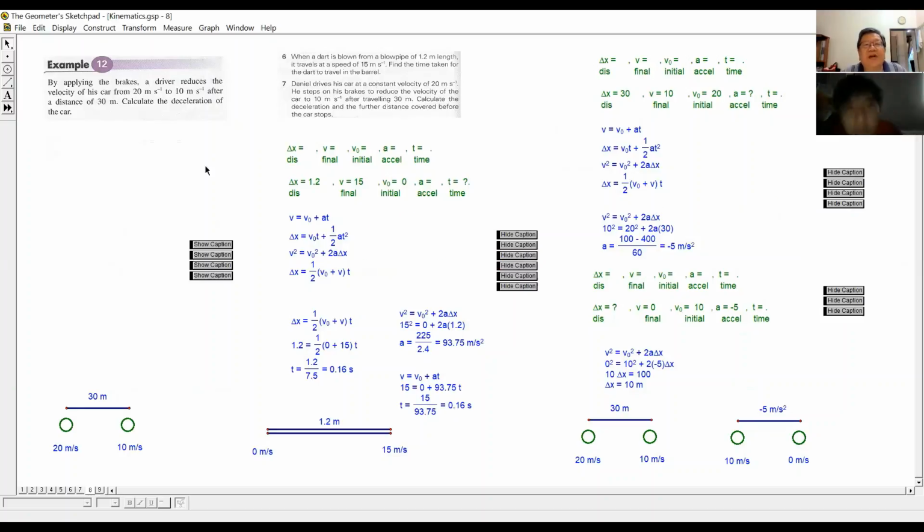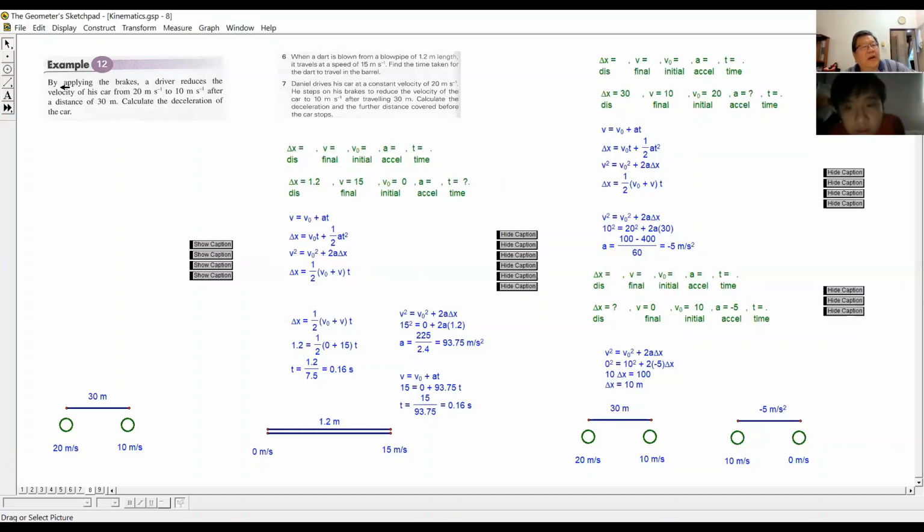You read this example number 12. By applying the brakes, a driver reduced the velocity of his car from 20 meters per second to 10 meters per second after a distance of 30 meters. Calculate the deceleration of the car.